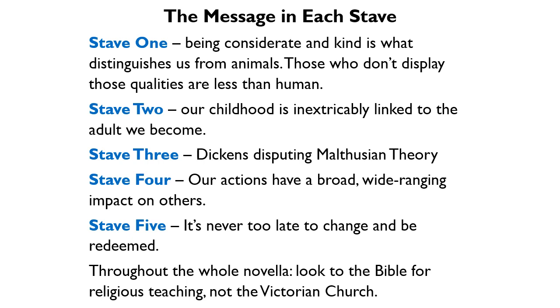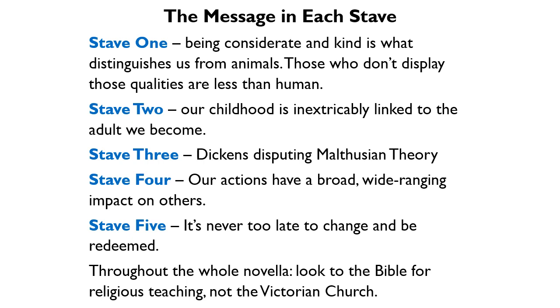Stave 2, the message is about how our childhood is linked closely to the adult that we're going to become. Stave 3, Dickens is trying to show us that Malthusian theory is nonsense, and he tries to show us with the Cratchits the direct responsibility that the bourgeoisie have for the proletariat, or that the middle classes have for the poor. In Stave 4, it's the consequences of our actions.